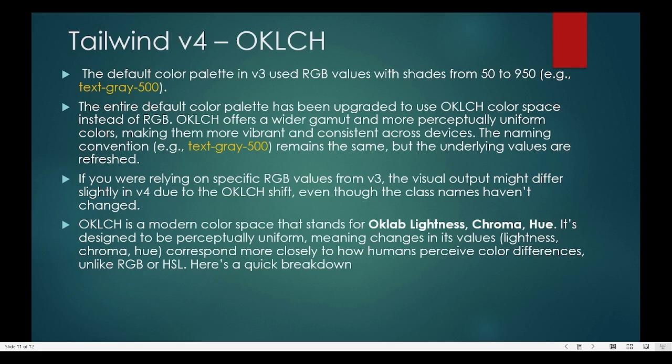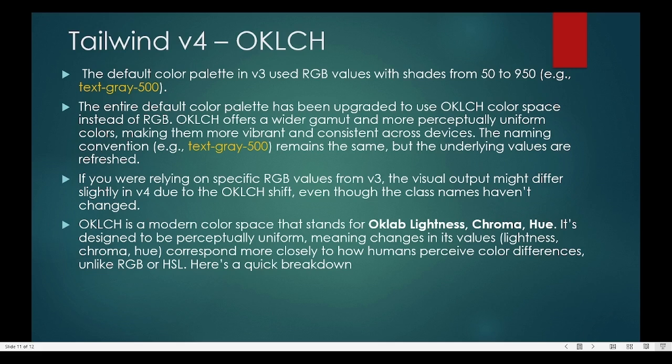OKLCH is a modern color space that stands for Oklab Lightness Chroma Hue. It's designed to be perceptually uniform, meaning changes in its values, that is its lightness, chroma, and hue, correspond more closely to how humans perceive color differences, unlike RGB or HSL.